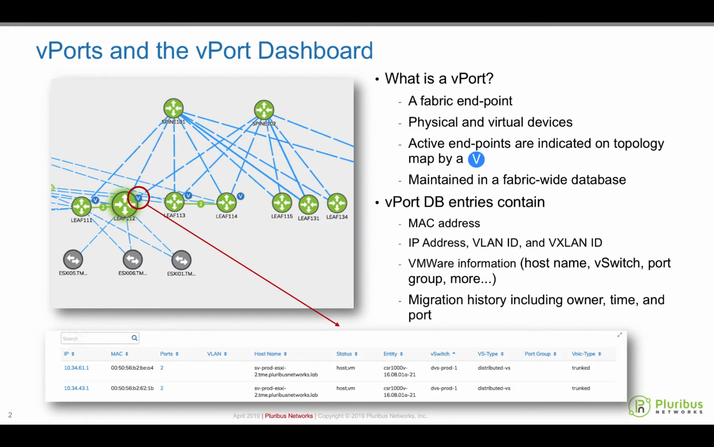vCenter connection service. For example, in our first entry at the bottom of the screen, we can see that vPort 103461.1 with a MAC address ending in BEA4 exists on the host svprod ESXi2. We can also see that it's a virtual machine with a detailed name beginning with CSR 1000V. Further, we can see that it connects to the distributed virtual switch DVS Prod 1 and is connected via a trunked virtual NIC. This type of information is essential when bridging the communication gap between network and VMware administration organizations, identifying specific devices in the corresponding language.